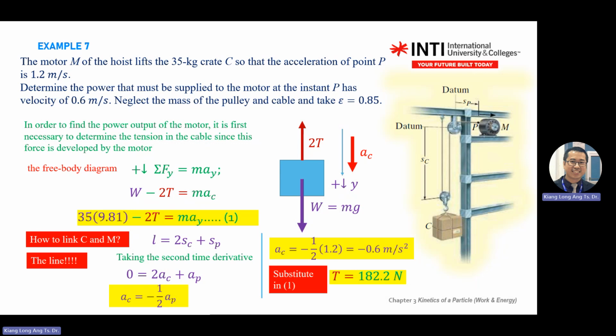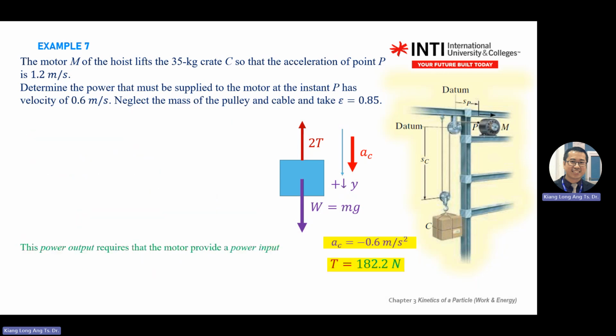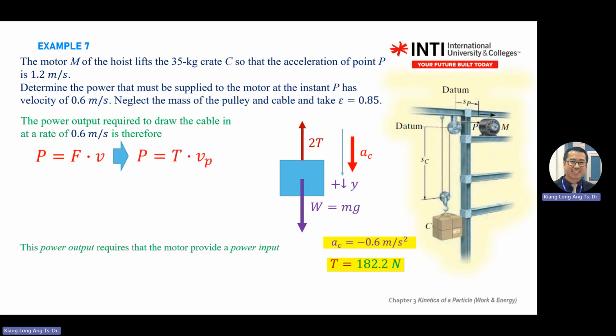AC here is negative, which also tells you that the object actually moves up. Okay. So once you do that, there's a typo error here again. It should be meter per second squared. So you have force multiplied by velocity. In this case, it is the tension in the cable multiplied by the velocity of P.